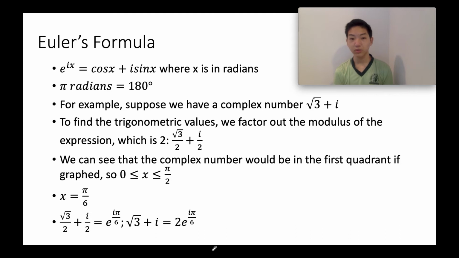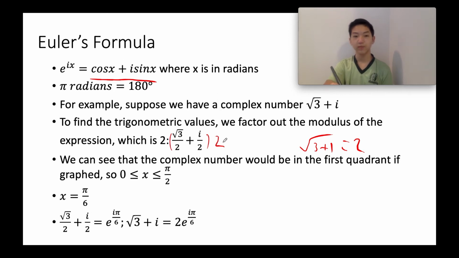So for example, suppose we have a complex number radical 3 plus i. Whenever you use Euler's formula and you want to find the trigonometric values to convert it to this form over here, cosine x plus i sine x, you want to factor out the modulus of the expression. So in this case, the modulus is 2, because remember, it'd just be the square root of radical 3 squared, which is 3, plus 1 squared, which is 1. That's just 2. So in this case, we factor out the modulus, which is 2. And then really, it'd probably be best to write it like this, just to remind yourself that the 2 is still there.